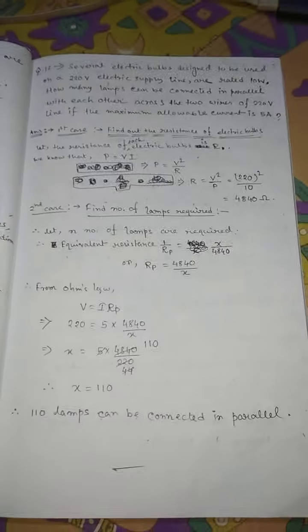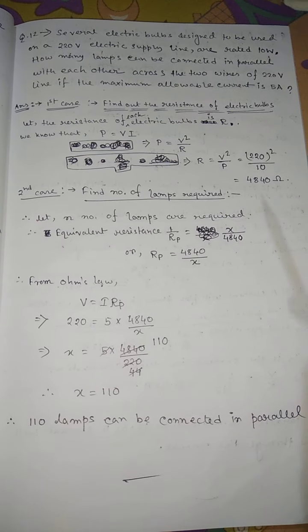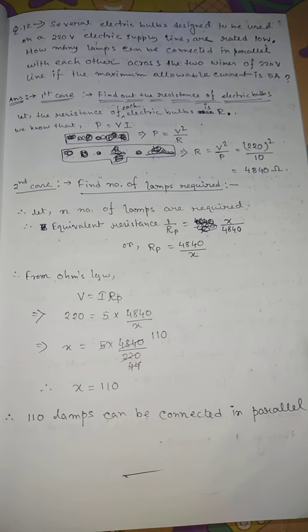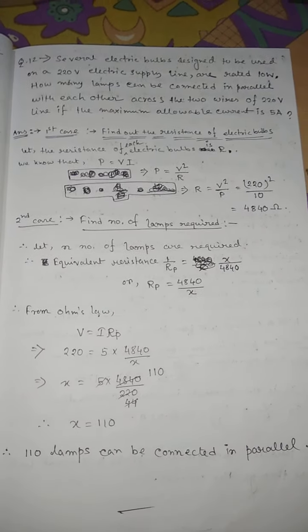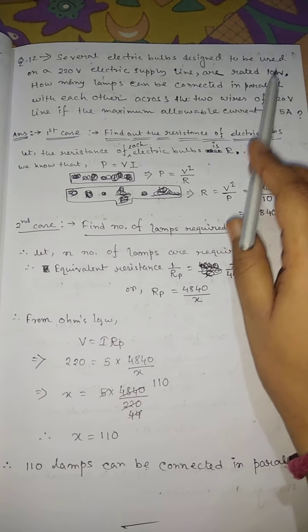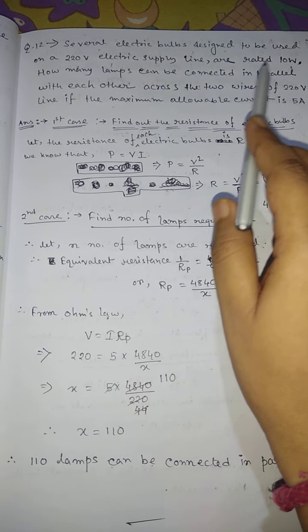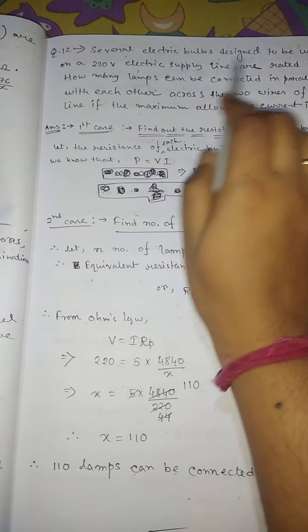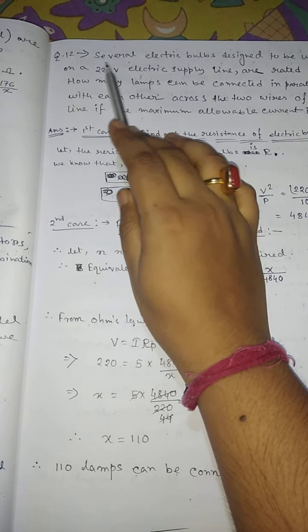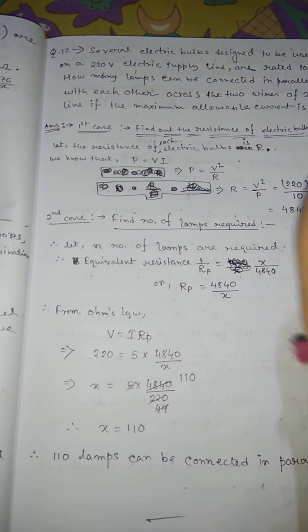Now question number 12. Several electric bulbs designed to be used on a 220 volt electric supply line are rated 10 watt. So several electric bulbs used on this supply all have 10 watt power.